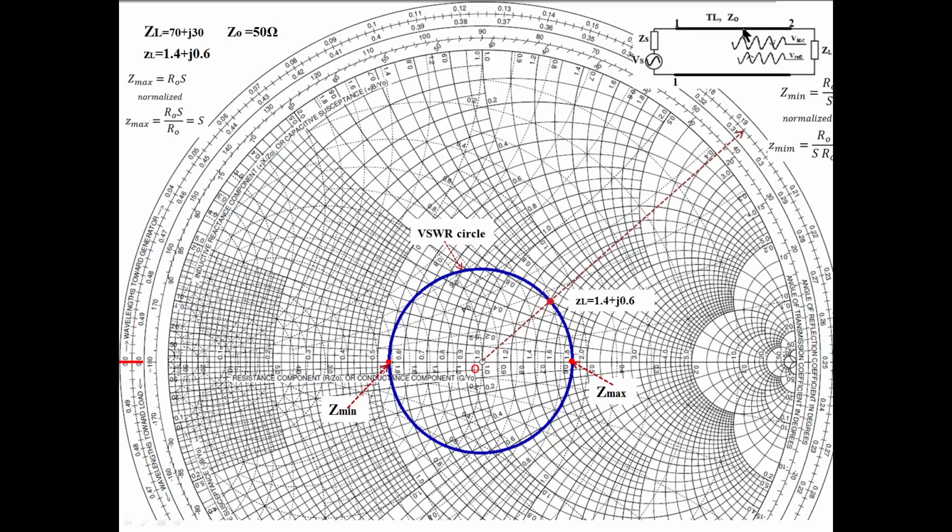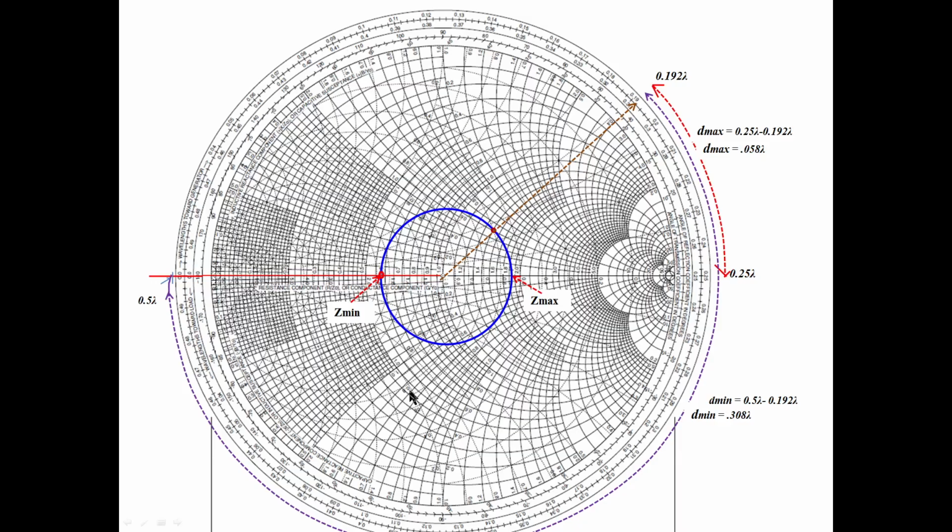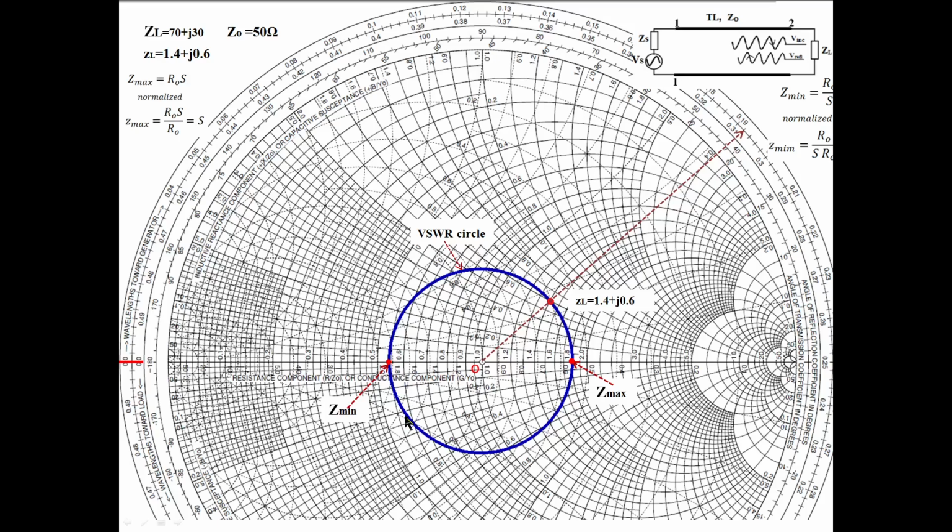Similarly, if you move like this, the impedance changes, and those values we can read from the Smith chart. Wherever you may be, here or anywhere, for example, if you take this point, what is the impedance at this position?